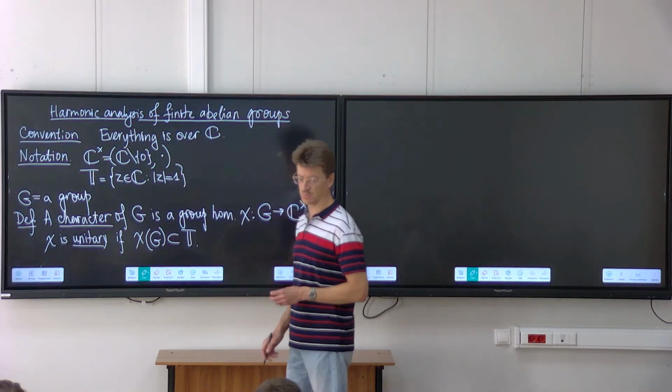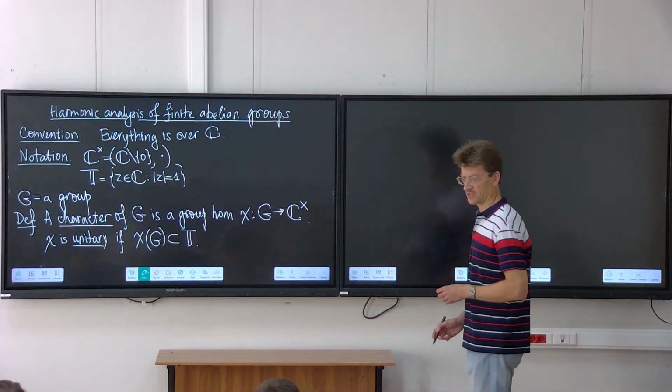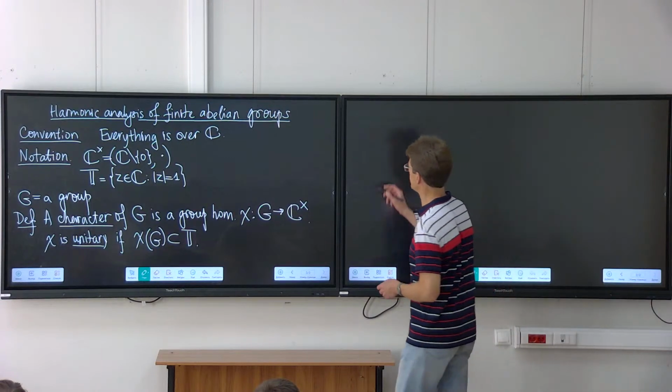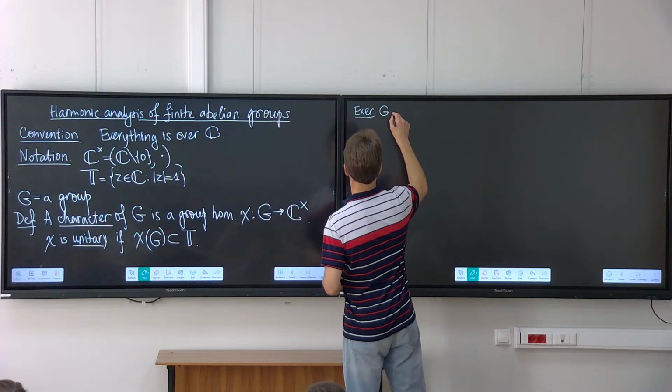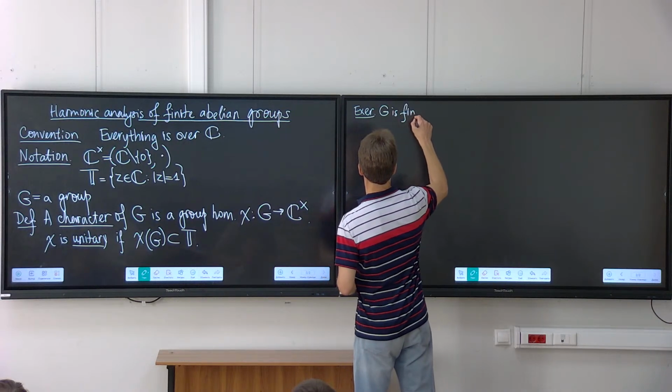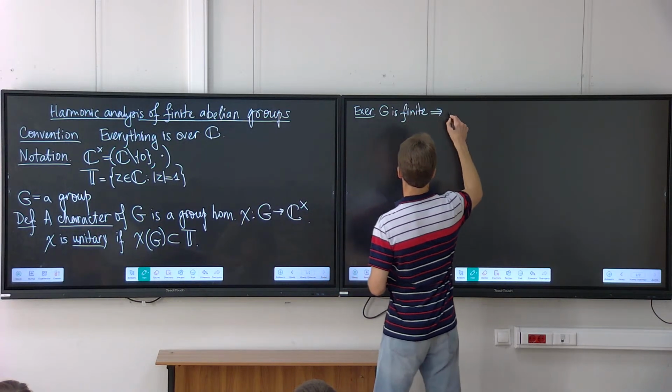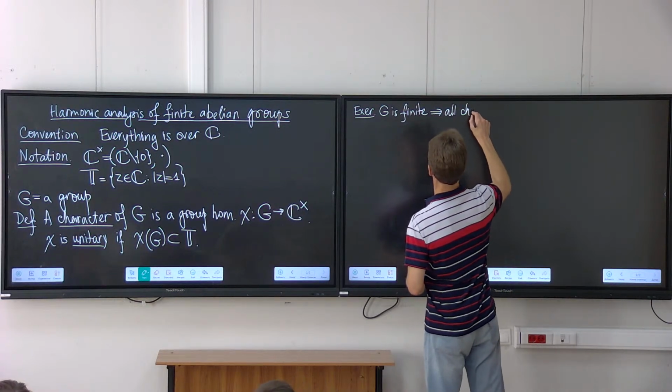Anyway, if our group is finite, then this condition is satisfied automatically. This is a simple exercise. If G is finite, then all characters of G are unitary.